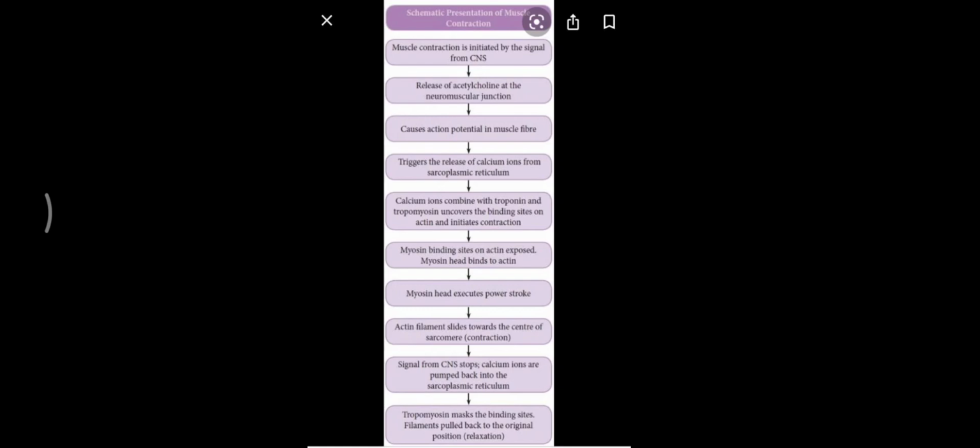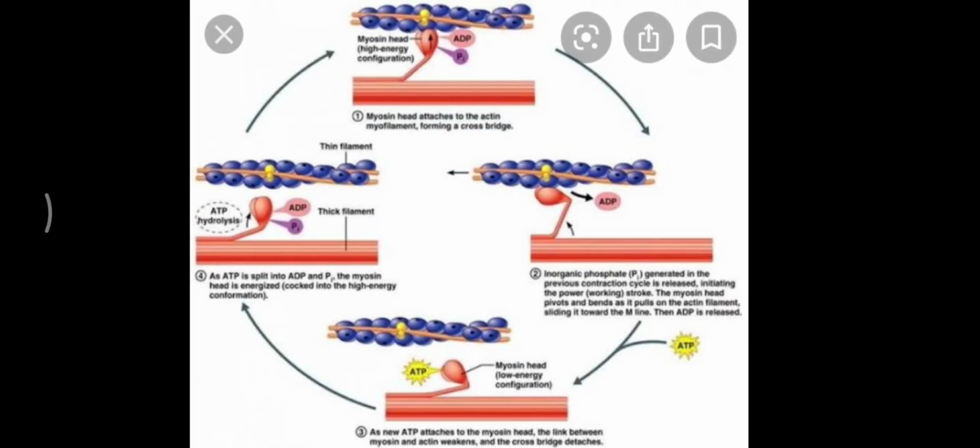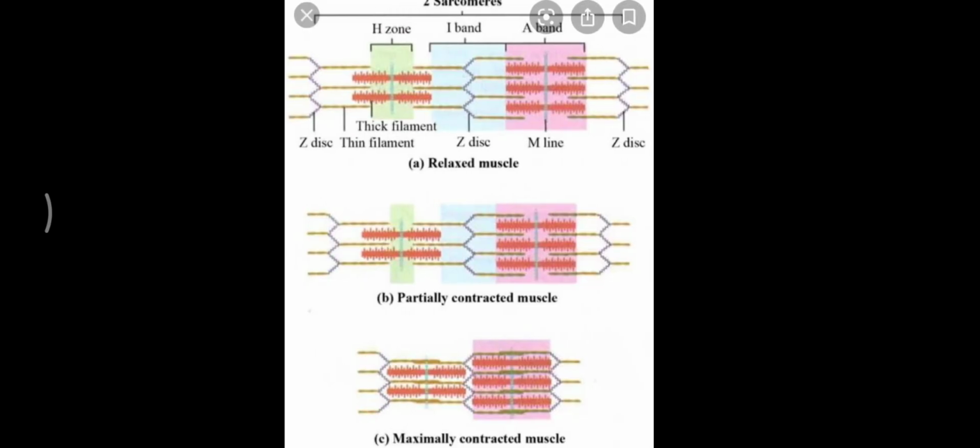So this is the clear explanation of the mechanism of muscle contraction, which is the last topic. This is the clear-cut depiction in this slide about muscle contraction. Then this is the slide that shows you the formation of the cross bridge, and this is the shortening of the sarcomere or the muscle cell.